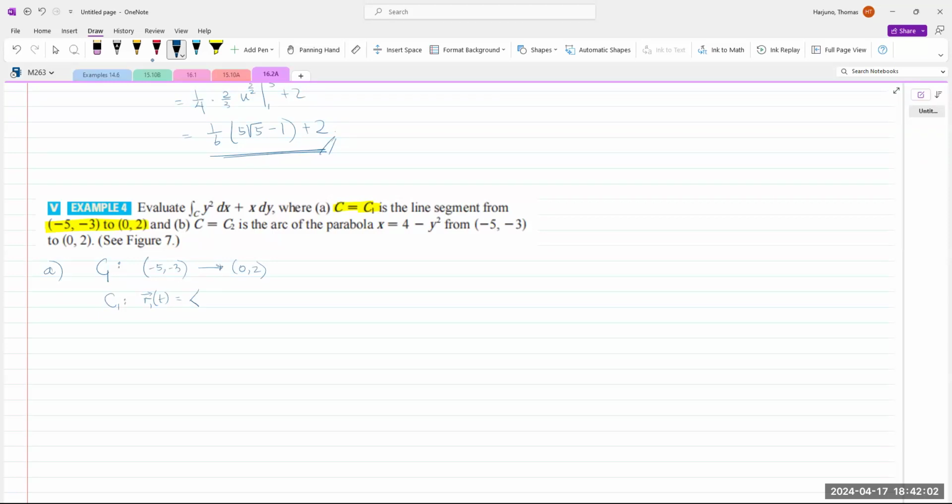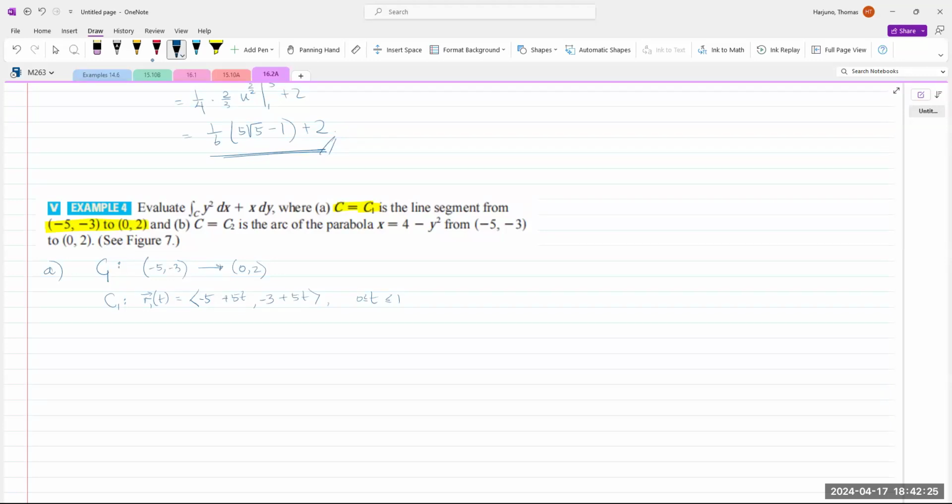The position is -5, -3, right? And the direction vector is 5, 5. Okay, so it's 5t, where t is from 0 to 1. I wonder if you remember this. We did this in the first chapter though.